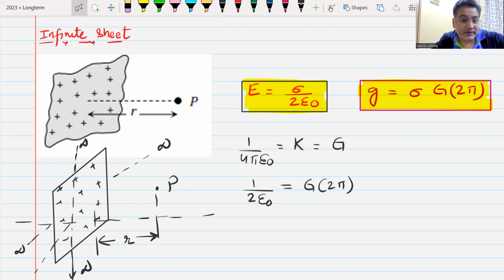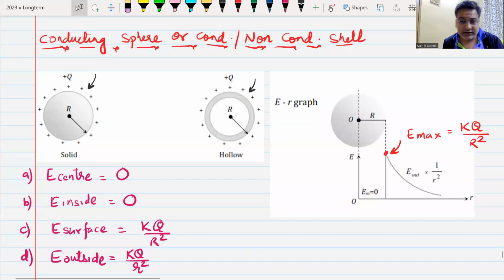We had also seen the electric field due to a conducting sphere or a shell. Shell can be conducting as well as non-conducting. The charge, if you give to such a body, will only come on the outer surface. Electric field inside and at the center is 0. It is maximum on the surface and then it decreases.